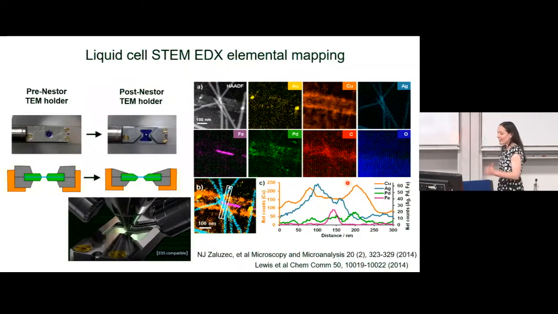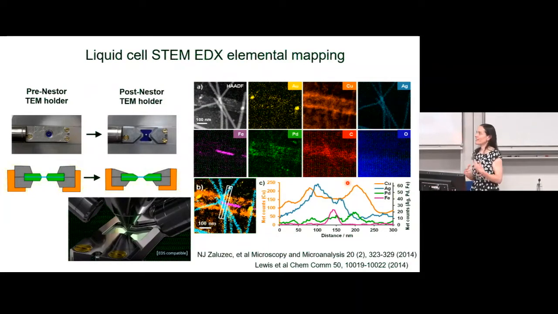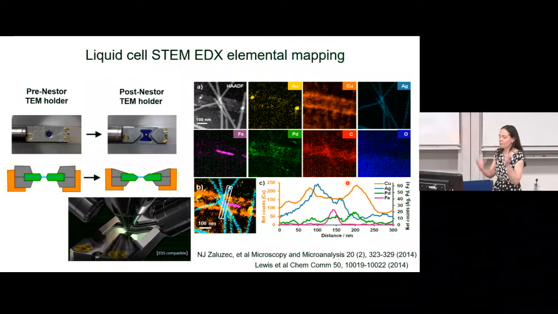So the second problem was this elemental mapping, and we were really fortunate to work with a guy called Nestor Zaluzek, who's a bit of a legend in electron microscopy and isn't afraid to pull bits off microscopes and break them and then stick them back on upside down. And so he took the holders that we were using and cut away pieces in this kind of butterfly shape in order to allow the X-rays to get out from the region that we were imaging the sample in.